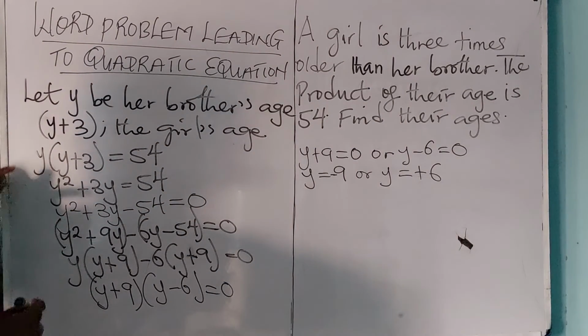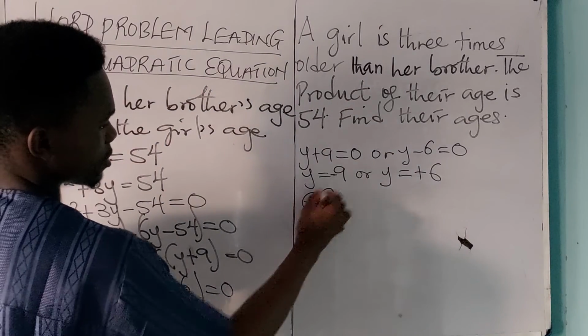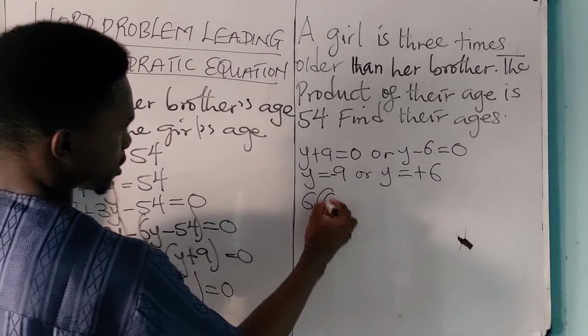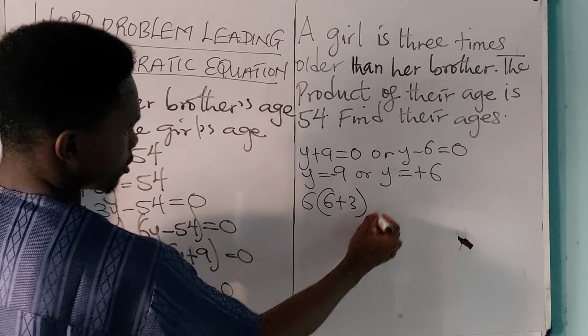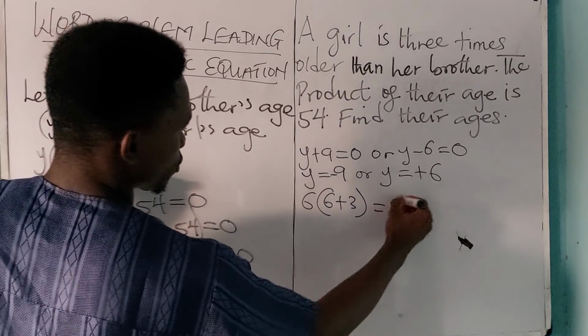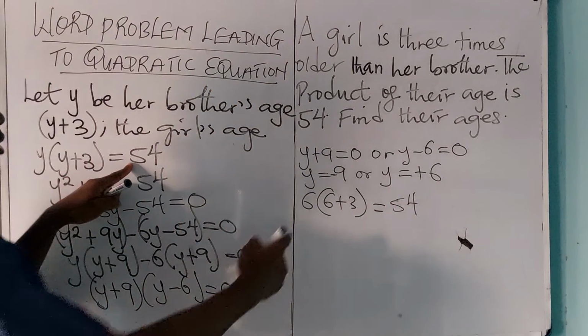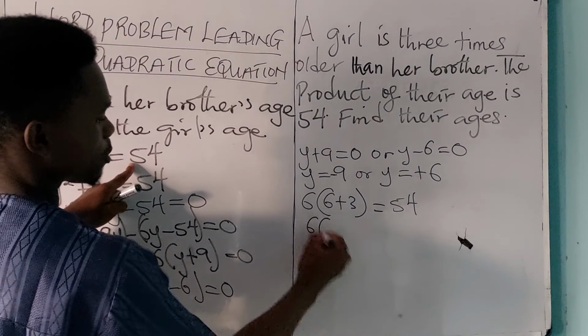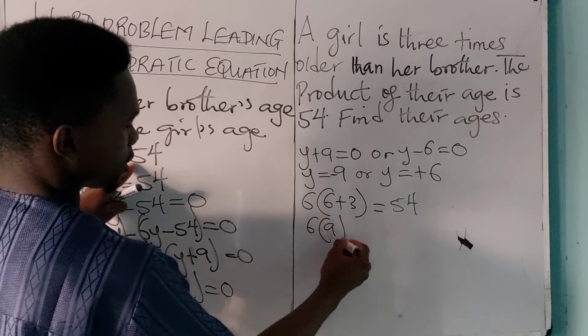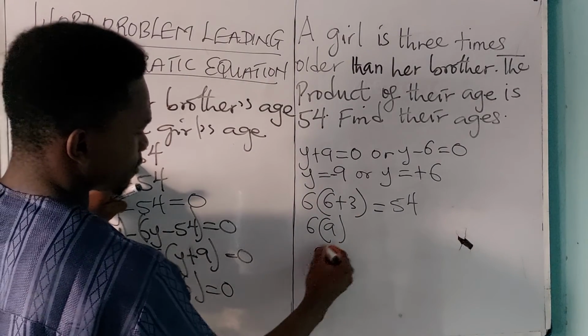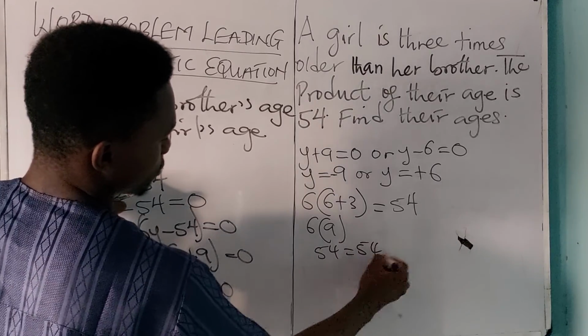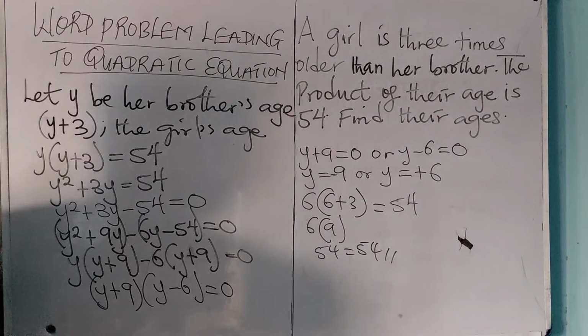Let us check. Now y, let us use 6. 6 times (6 plus 3) should equal 54. Now 6 open bracket, this plus this is 9. Then 6 times 9 is what? 54 equals 54. So that is it.